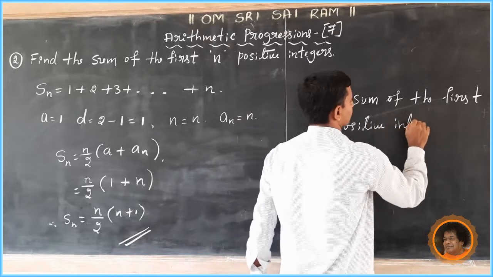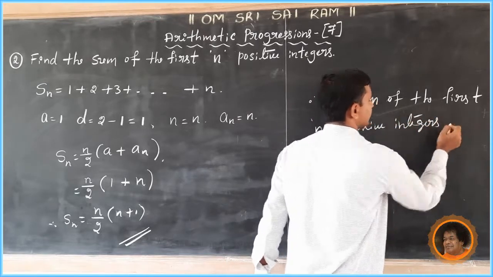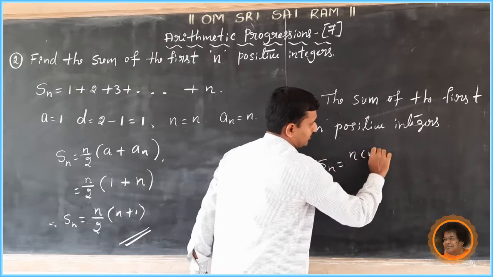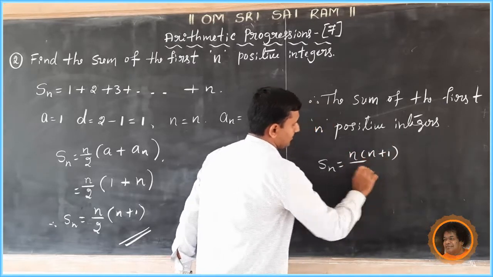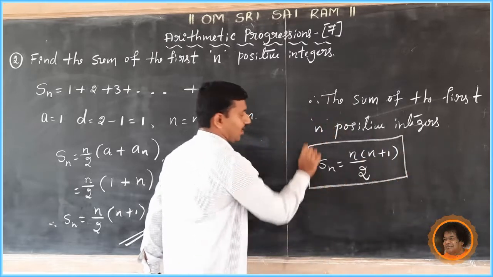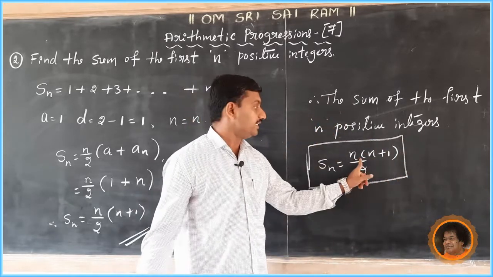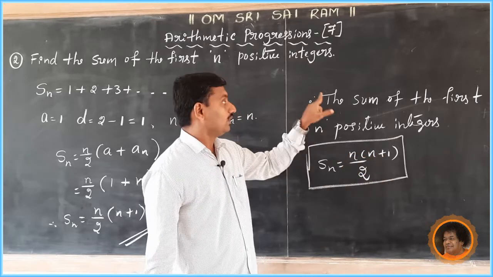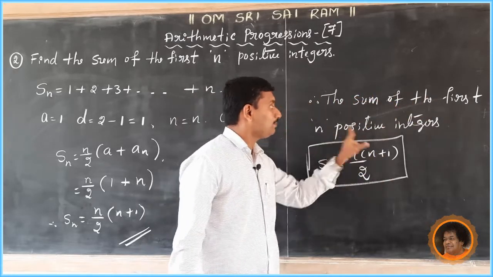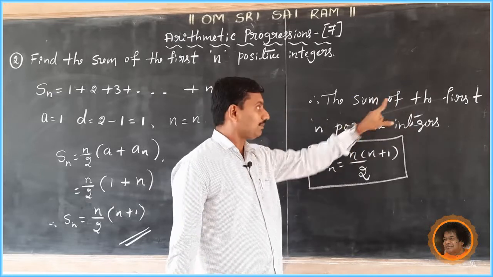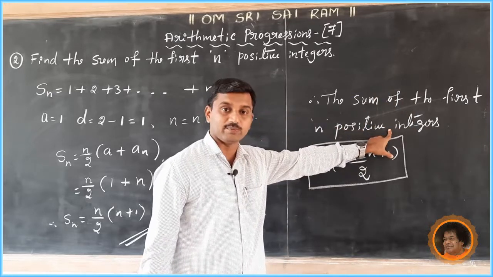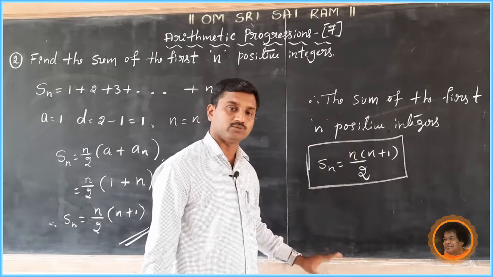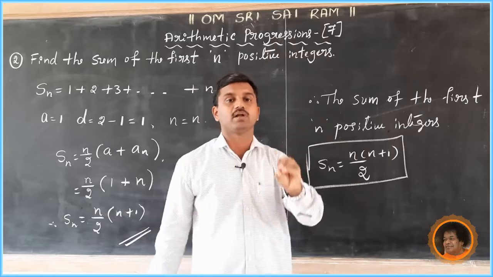The sum of the first n positive integers is given by Sn equal to n into (n plus 1) by 2. So, this is the formula: Sn equal to n by 2 into (n plus 1). What is the formula? The sum of the first n positive integers is given by Sn equal to n by 2 into (n plus 1). Here n is the number of terms.